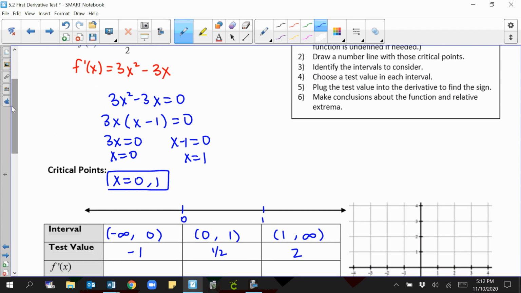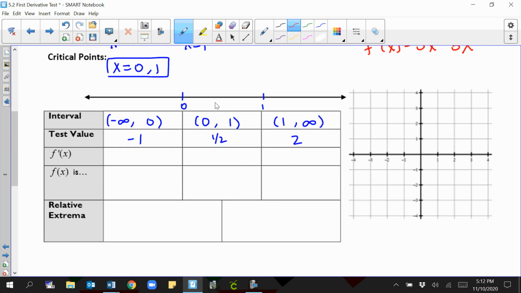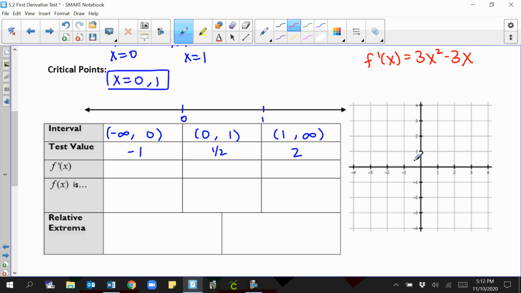And then, if I took these test values and plugged them back into my original function, there's no way for me to tell if it's increasing or decreasing. But if I plug them into my derivative, it'll tell me if it's positive or negative, which then will tell me if the original function is increasing or decreasing. So I'm going to take these numbers and plug them back into my derivative, that 3x squared minus 3x. So I'm actually going to write it down here. f prime of x is equal to 3x squared minus 3x. So I'm going to write it down there so it's a little bit easier for us to look at the table and the whole thing.